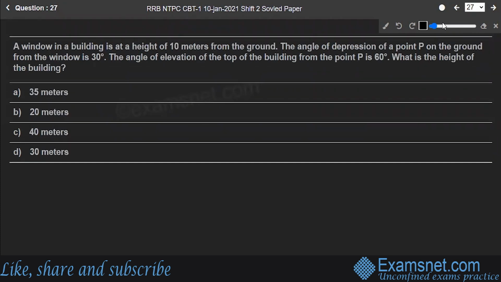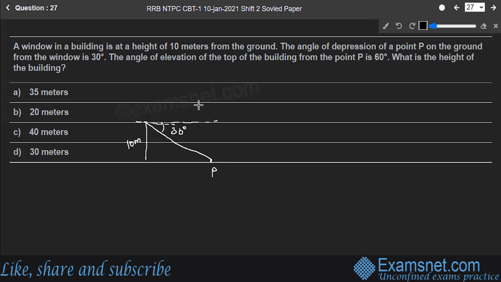A window in a building is at a height of 10 meters from the ground. So we have a mathematics question. Let's draw the figure while reading the question. Window in a building is at a height of 10 meters from the ground. So here is the window, which is 10 meters from the ground. The angle of depression from a point P on the ground from the window is 30. Okay. So if there is a point P, let it be point P from the ground and the angle of depression. Now, what is the angle of depression? If I draw a normal over here, so this is 30 degree. So this is angle of depression.